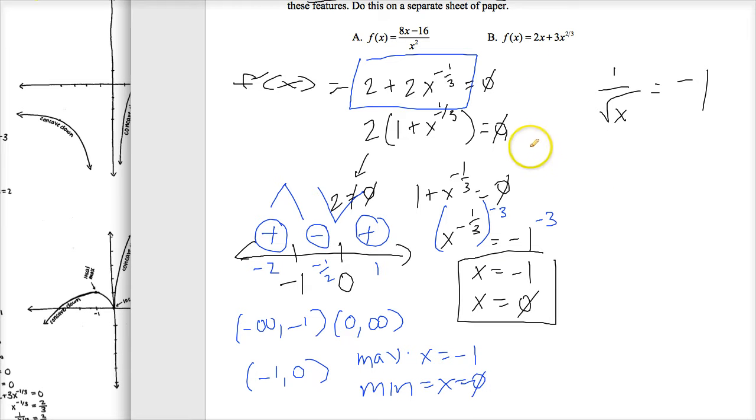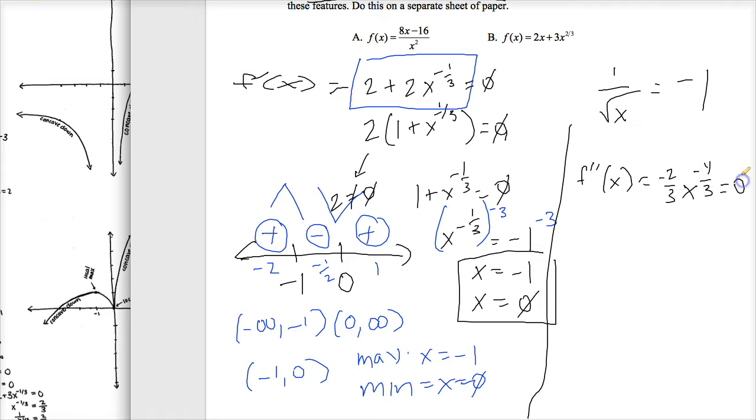Okay, so far? Alright, now let's do the second derivative. So we found that this was the first derivative, so if I find the second derivative, I'll carve out a place right here. F double prime of x equals, the derivative of 2 is just 0, and the derivative of this one is going to be negative 2/3 x to the negative 4/3. And then that equals 0.